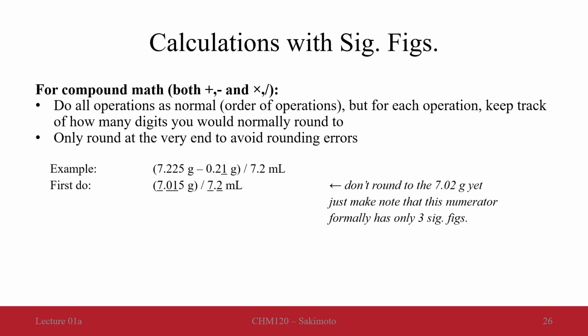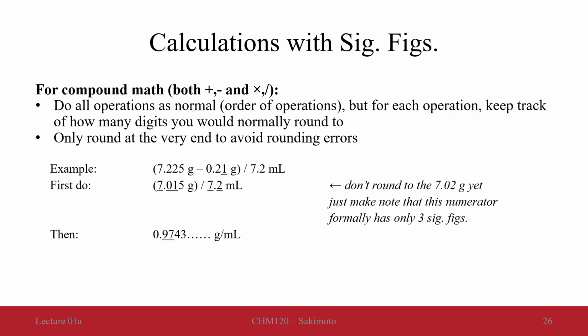Now, because the 0.21 grams has significant digits out to the second decimal place, normally I would round 7.015 grams to two decimal places, or 7.02. But because I'm not done yet, I'm going to make note that I would round this to the second decimal place, but I'm going to keep 7.015 and use that for the rest of my calculations. I make note that normally I would round to a number that has 3 significant figures, but I'm going to use the full number in this calculation so I don't get rounding errors.